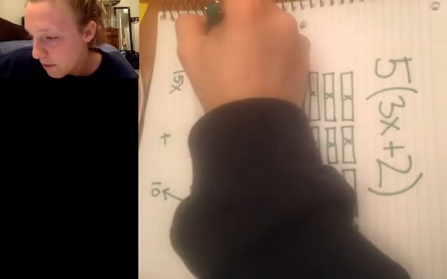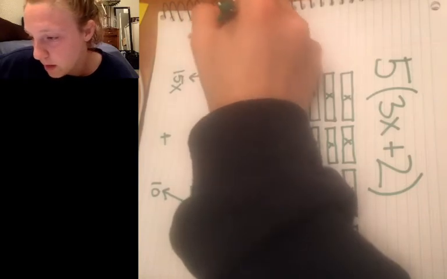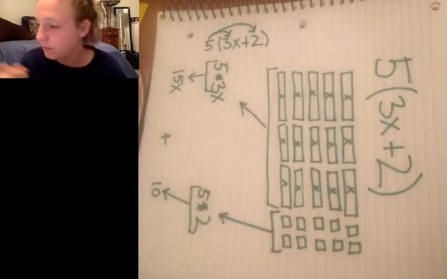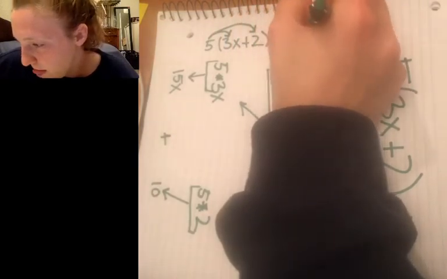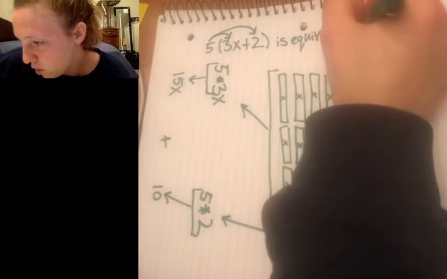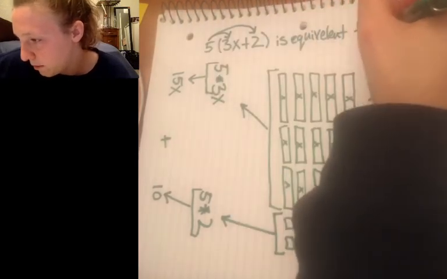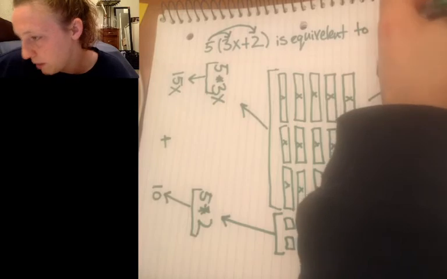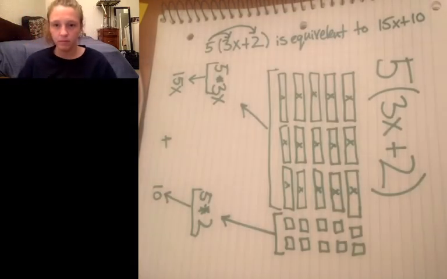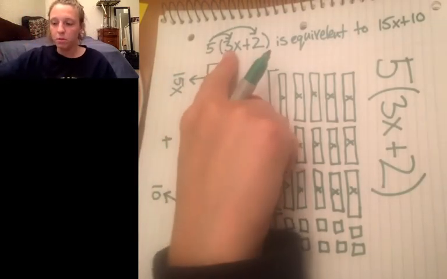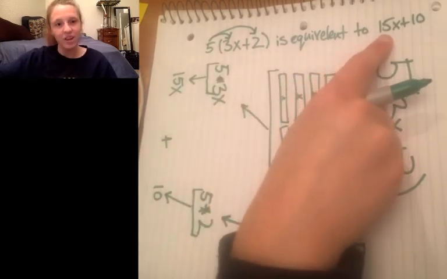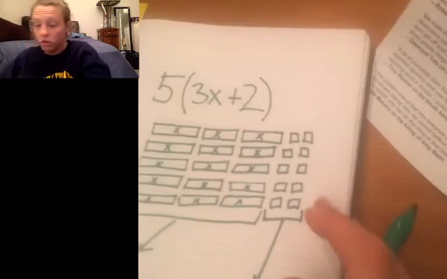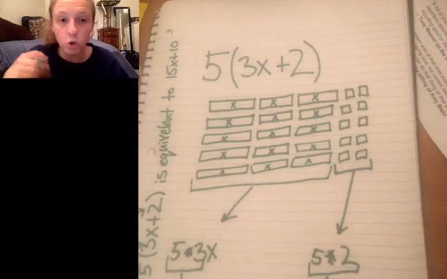we can take this 5 and we can distribute it from here and here, is equivalent to 15x plus 10. So we took this 5 and we multiplied it by this 3x. We took it and we multiplied it by that 2, and that gave us 15 plus 10. This is called the distributive property, or to distribute.